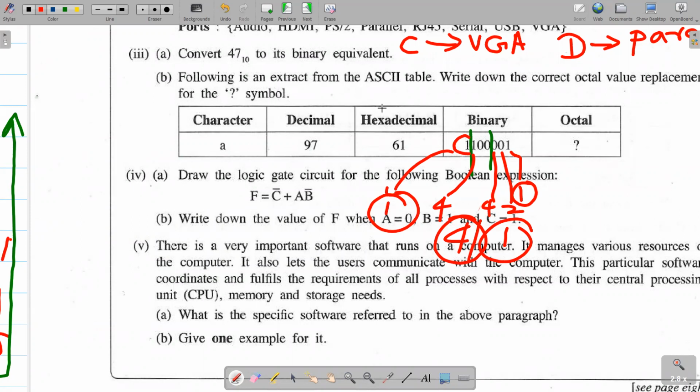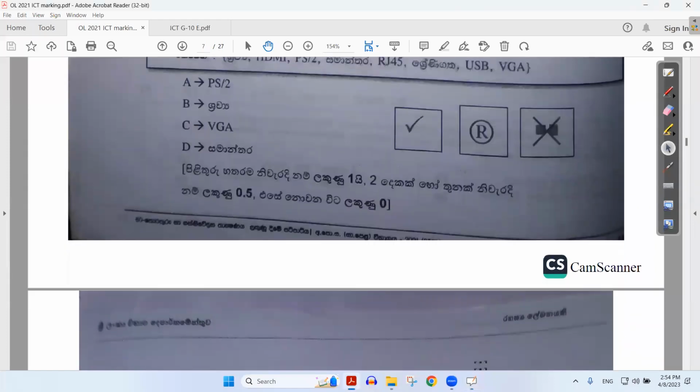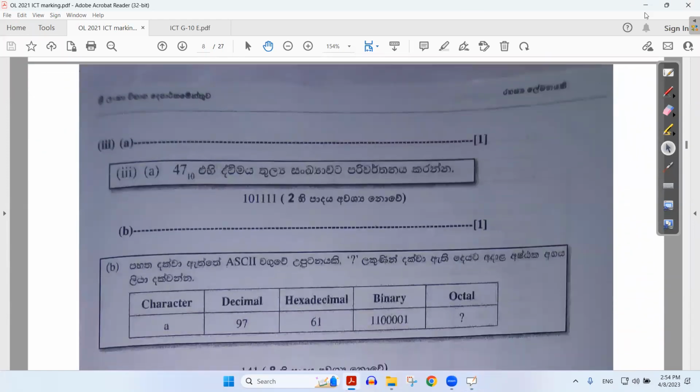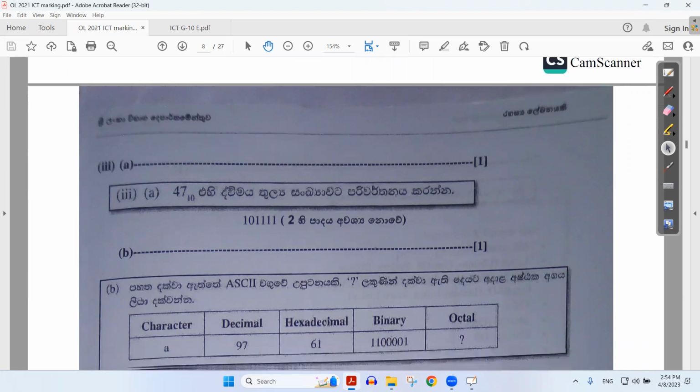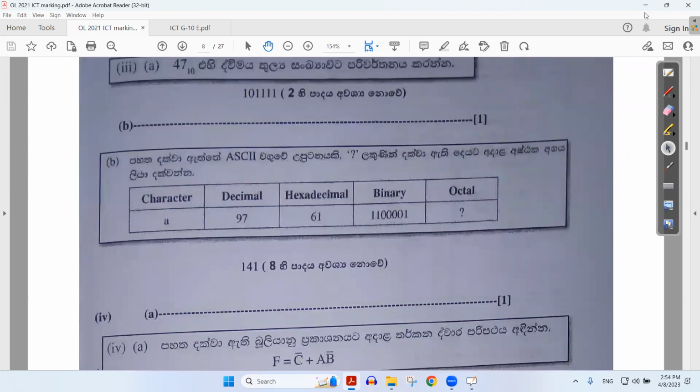Right. So yeah. The final answer for the binary is 141, the octal representation. Let's cross check and see what should be the answer. Yeah, this is the conversion of the 47 decimal into the binary. So if you have it right, you can have 1 mark. And the octal 141. So if you got it correctly, then you can have another mark. So 1 mark for that as well.